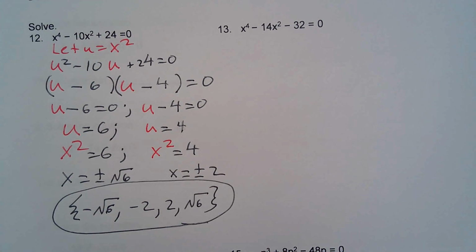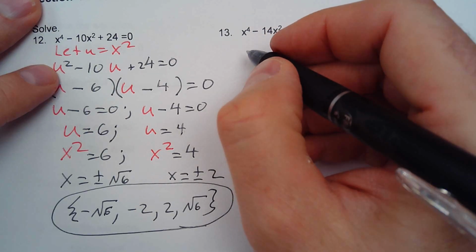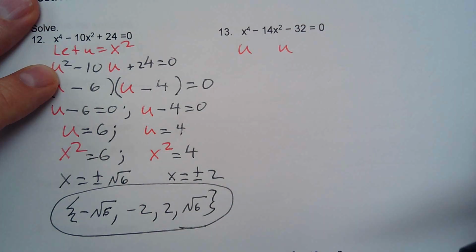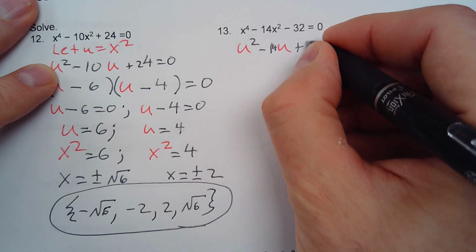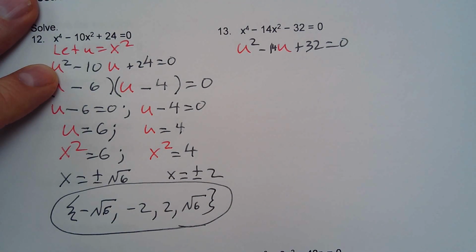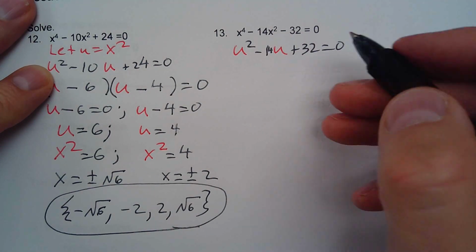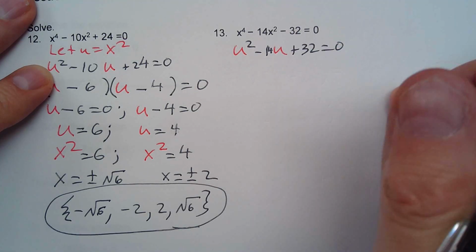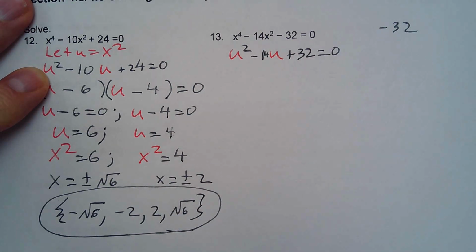Try number 13. So again, I do my substitution. I'm going to let u be equal to x squared. So I'm going to write this as u squared minus 14u plus 32 equals 0. So be a little careful on this one. That 32 is negative. So remember, one factor has to be negative, one has to be positive. So let me go and write out that step.